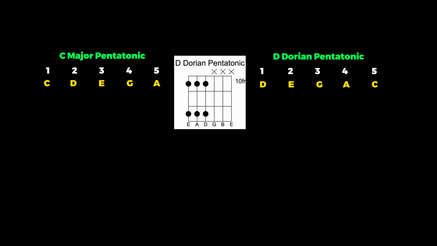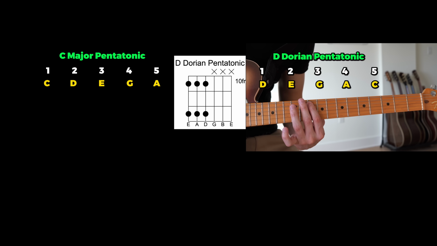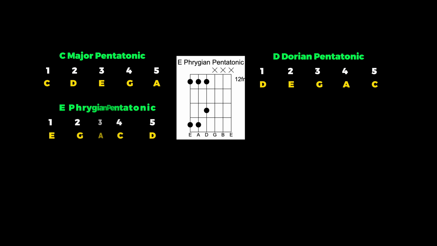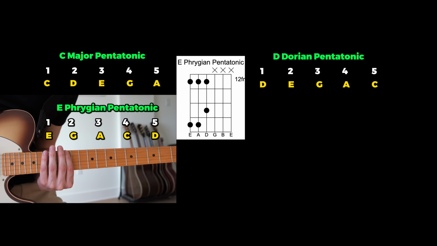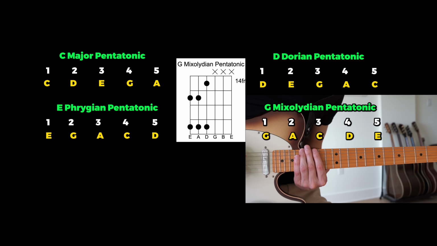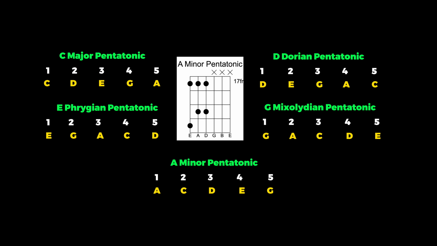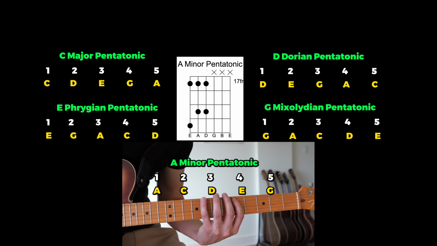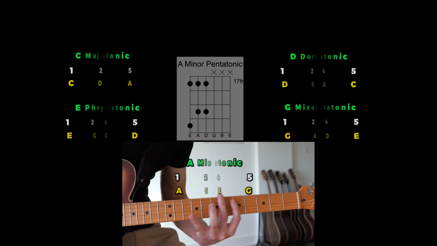Next, we'd have D Dorian pentatonic. After that, we have E Phrygian pentatonic. Next, we have G Mixolydian pentatonic. And then finally, we have A minor pentatonic, which happens to be the scale that everybody starts with. So that's 12 out of the 26 scales now covered.